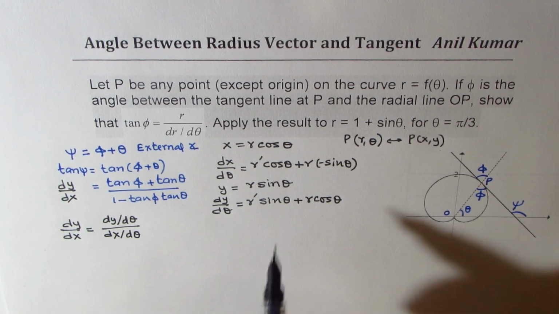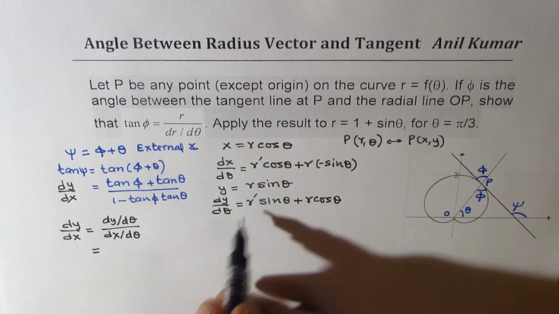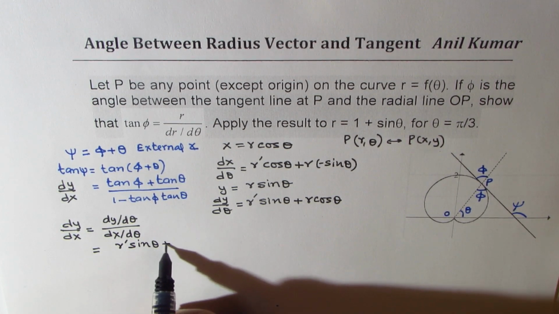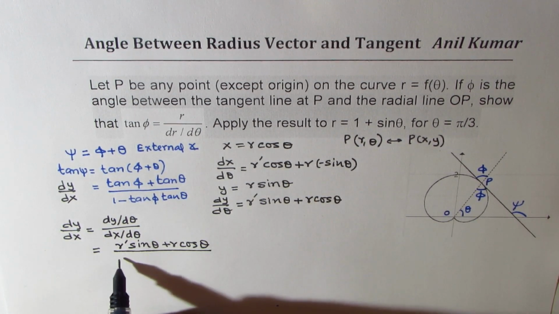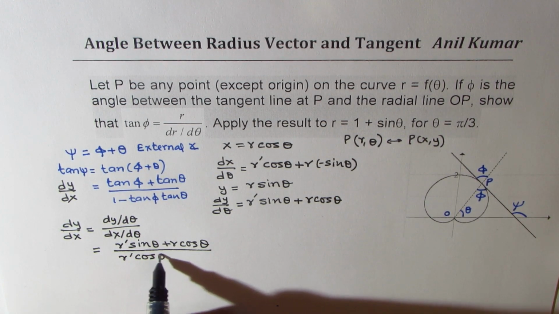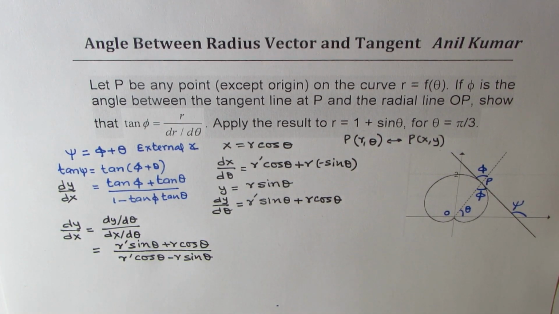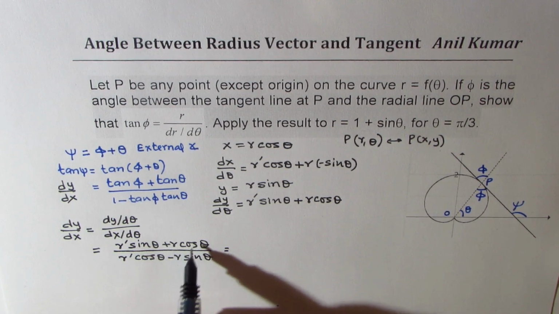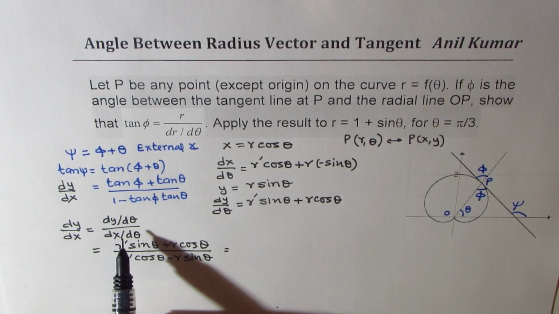Now, as you can see here, we could write this as dy d theta is r dash sine theta plus r cos theta, divided by r dash cos theta minus r sine theta. Now, what we will do here is divide both numerator and denominator by r dash cos theta and see what happens.